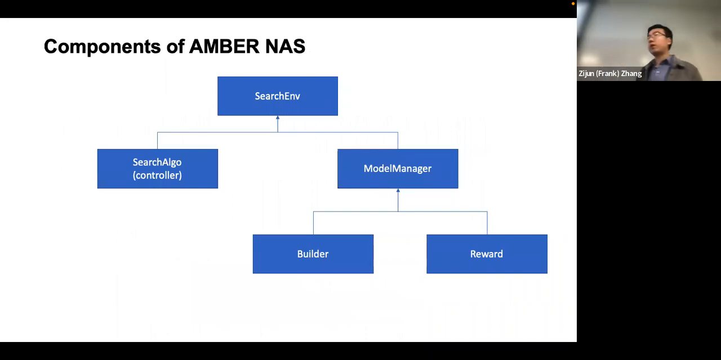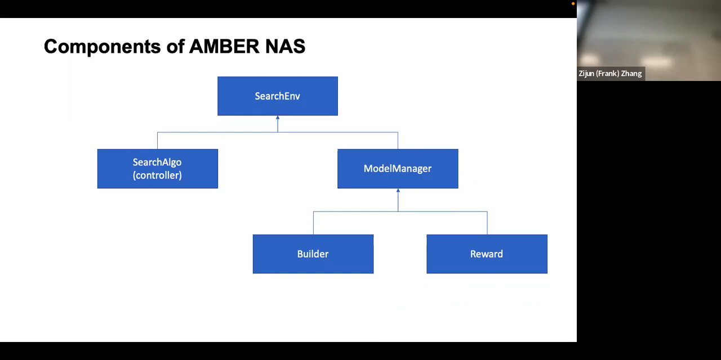So I guess we want to give a very high-level overview of the different components that are necessary for Ember to perform this search. First of all, we've already covered the search algorithm, which is the controller. Apparently you can also do other types of search algorithms other than a controller. For example, you can do a genetic algorithm. As long as there's a mechanism or a model that can propose new architecture tokens, it can serve the purpose of a search algorithm.